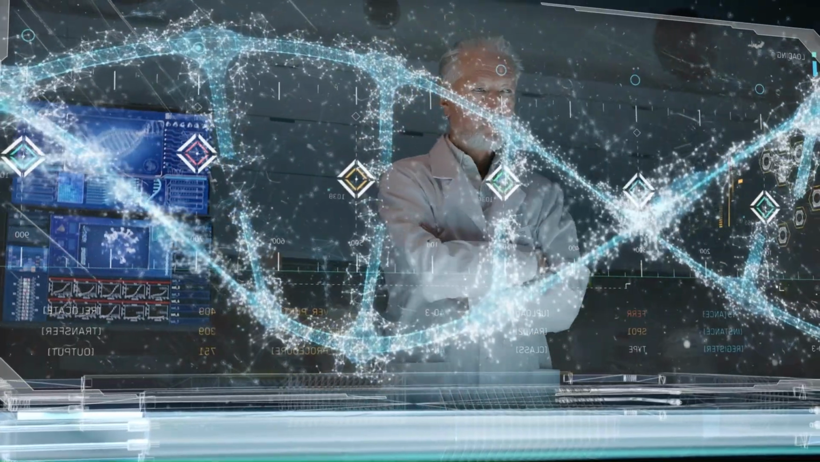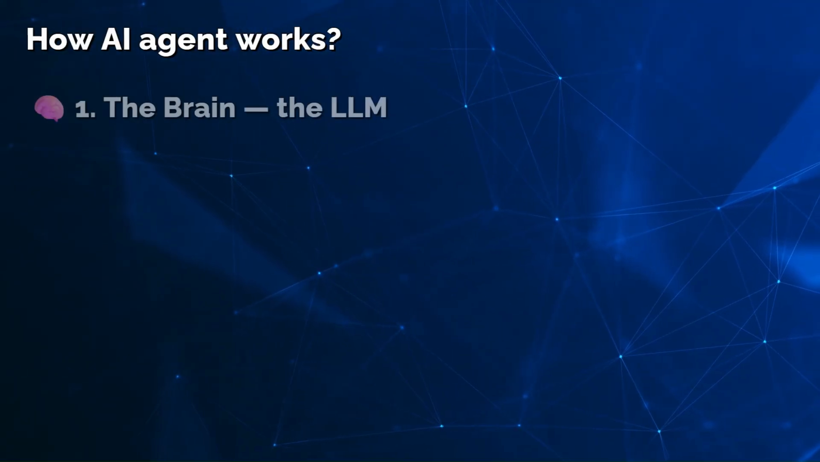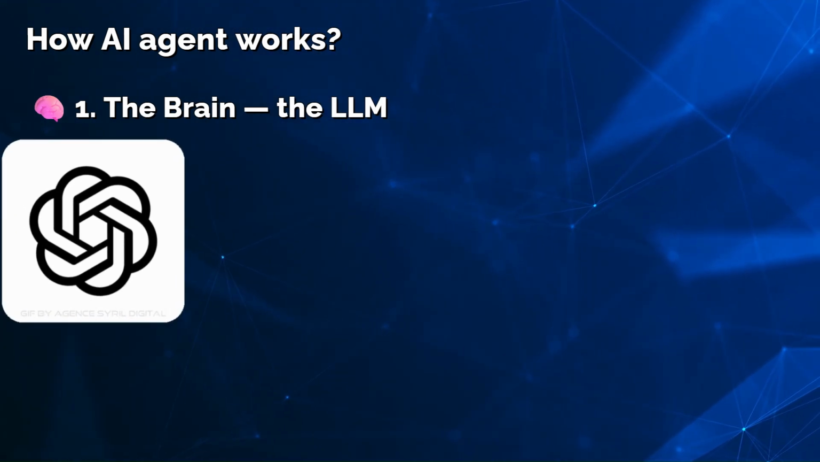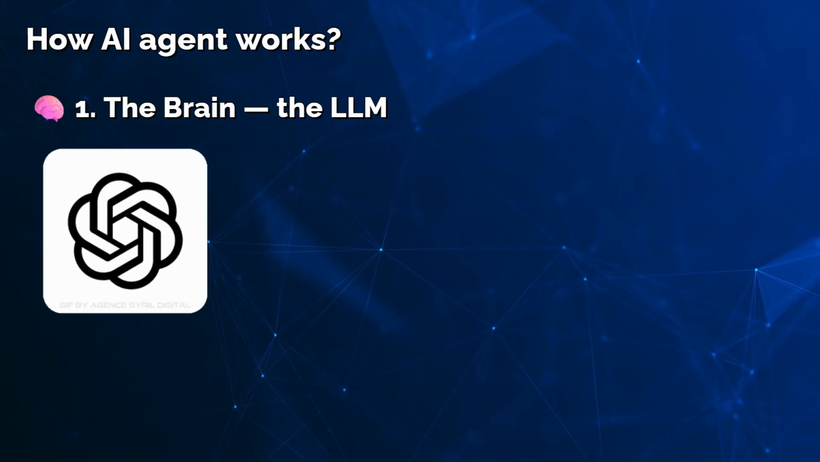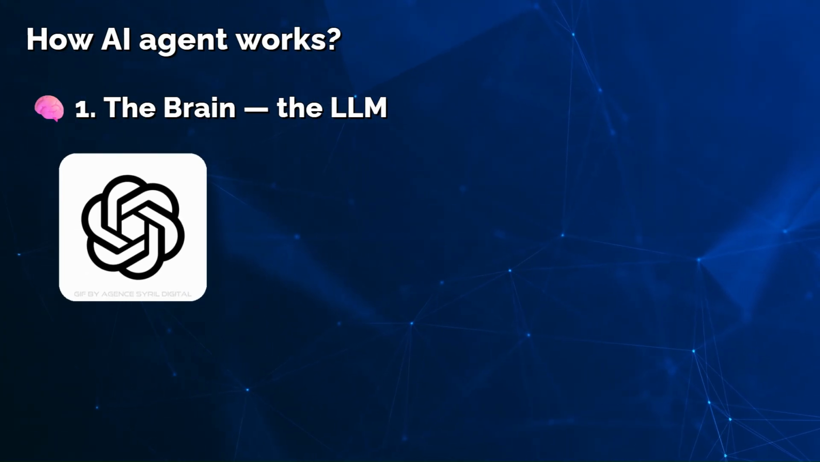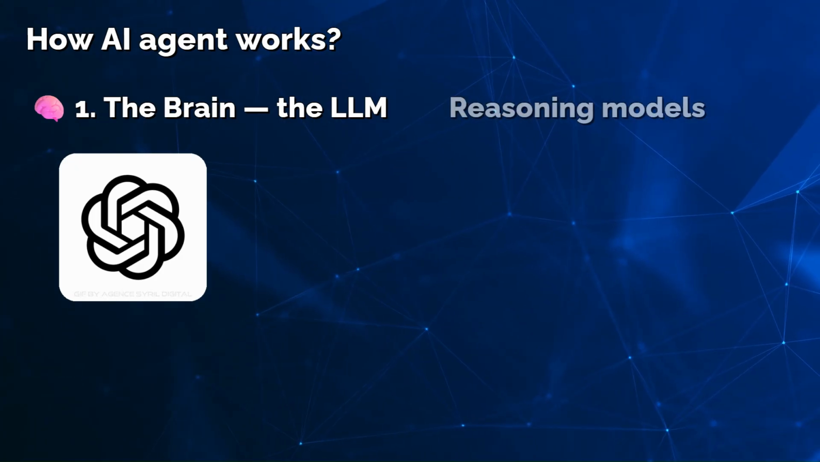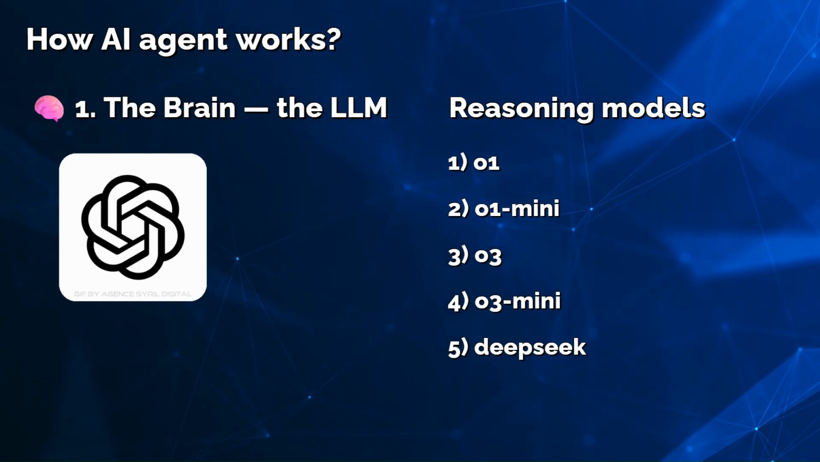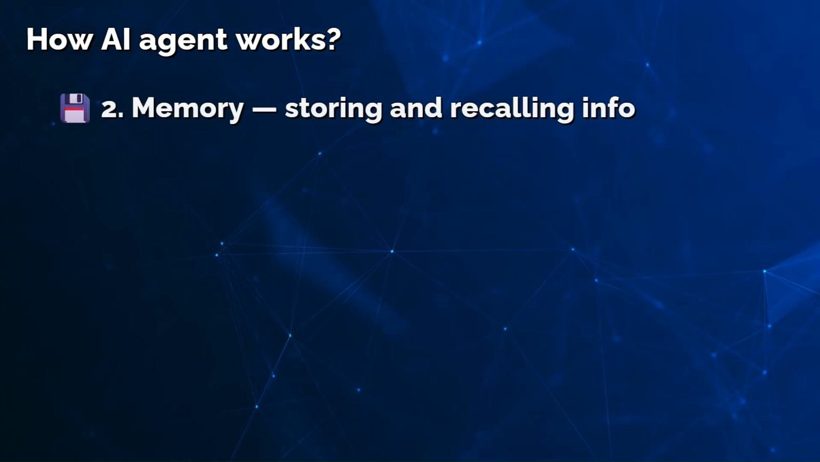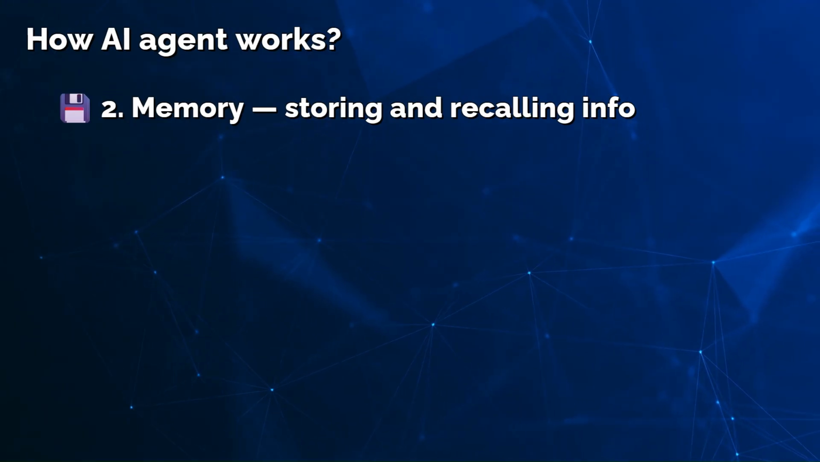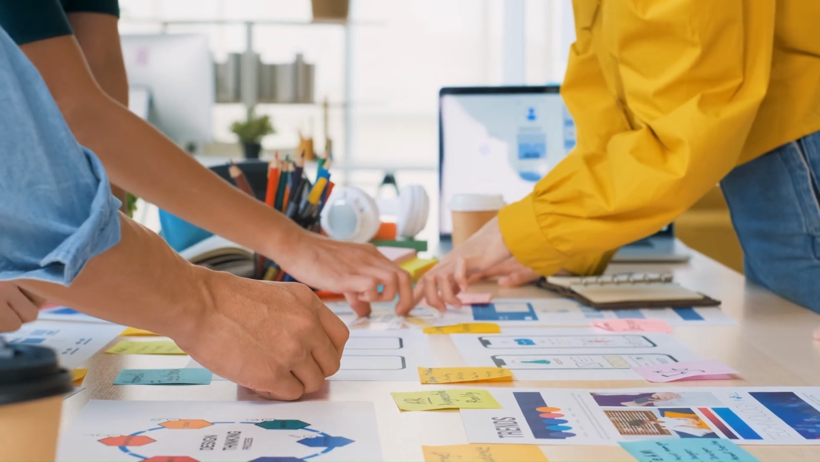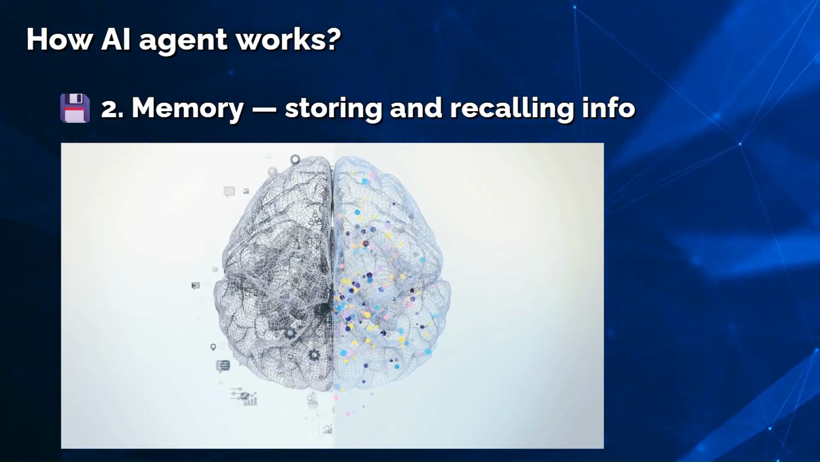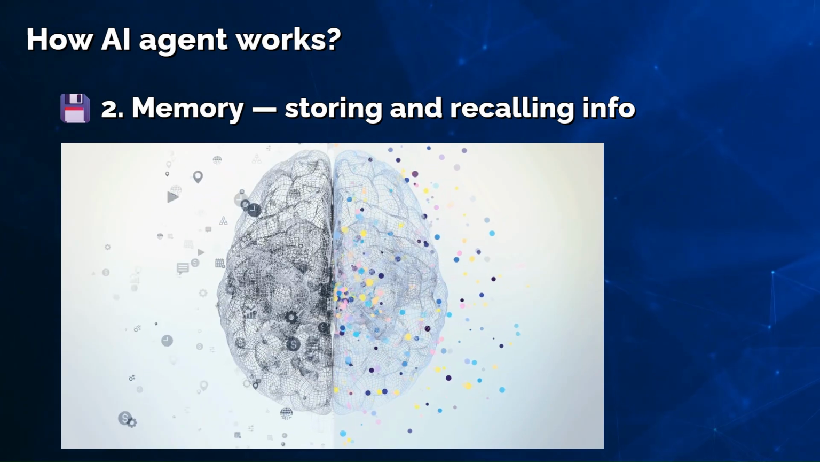So how does an AI agent actually work? Let's break it down into parts. The first one is the brain, the LLM. This is the core engine, a large language model like GPT. It does all the thinking, understanding your request, planning the steps, deciding what needs to be done. Sometimes people prefer reasoning models for this because they can think for longer and think better to get good results. The second one is memory, storing and recalling information. Just like how we refer back to past notes or documents, agents use memory to retrieve relevant information like previous chats, documents or saved contacts.